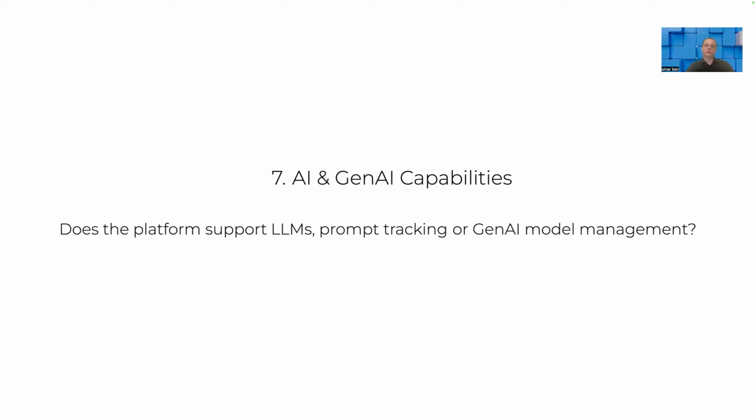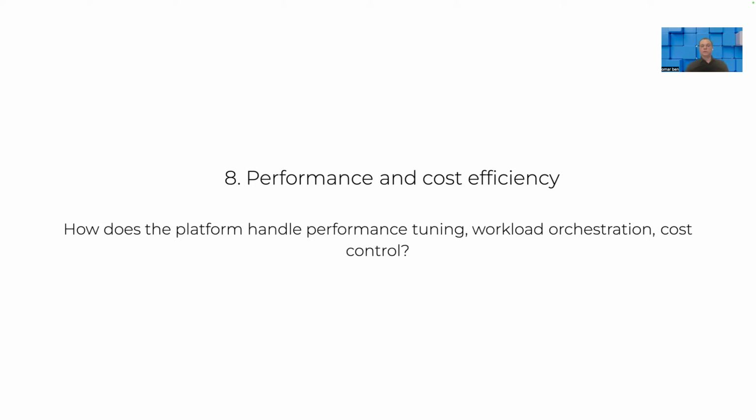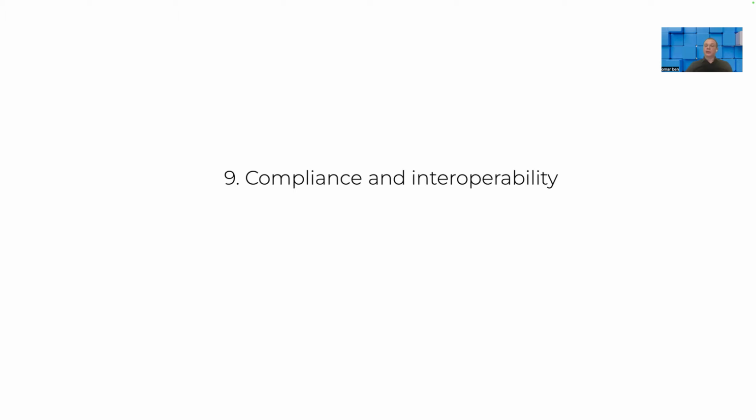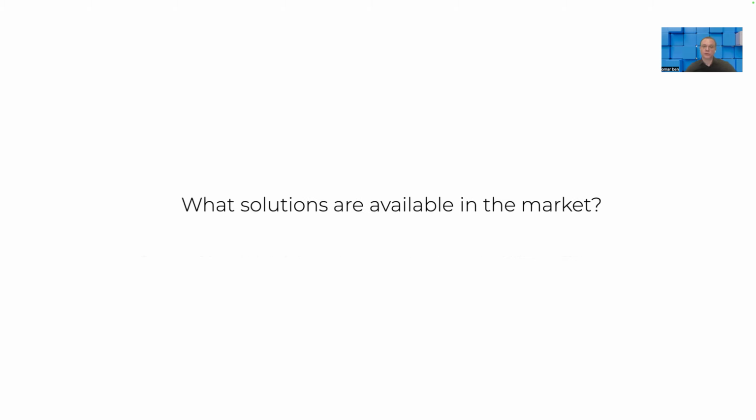So does the platform support LLMs, prompt tracking, or Gen AI model management? 8th is the performance and cost efficiency. So how does the platform handle performance tuning, workload orchestration, cost control? And then 9, the last point, is about compliance and interoperability. So are explainability and compliance features built in? Does it support model transparency for regulated industries or not? So these are the 9 questions that will help you decide which solution is the right one for you.